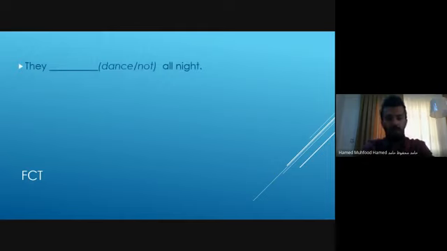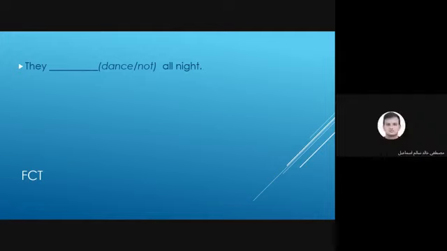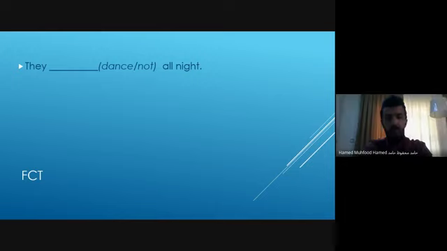Now, another one, a negative one. They dance not all night. What should we do here, Mustafa? They won't be dancing all night. Yes, they won't be dancing all night, or they will not be dancing all night. This is a negative sentence in the future continuous tense.